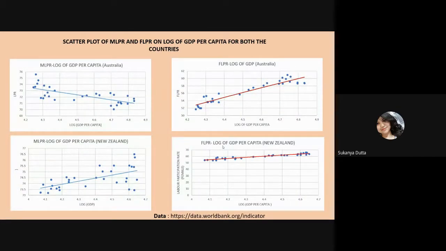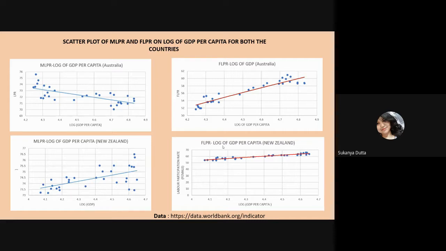So here we did a scatter plot of MLPR and FLPR on the log of GDP per capita for both the countries. The primary observation here is that MLPR and log of GDP per capita is negatively related in case of Australia, whereas it is positively related in case of New Zealand. This basically means that as the log of GDP per capita value increases, the MLPR falls in case of Australia, whereas it rises in case of New Zealand.